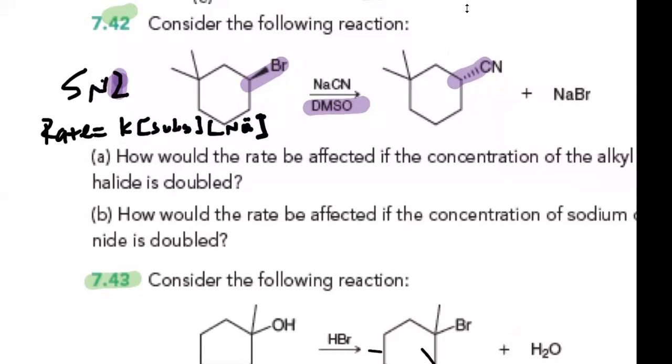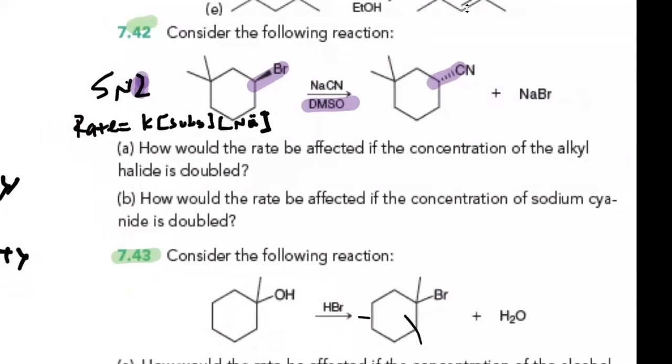So the 2 in SN2 and E2 means that the reaction is bimolecular. So there's going to be a 2-term rate law, right? And then SN1 and E1 are unimolecular, so it's a 1-term rate law. So how would the rate be affected if you double the concentration of the substrate? The alkyl halide is the substrate. So if you double the concentration of the substrate, what's going to happen to the rate?